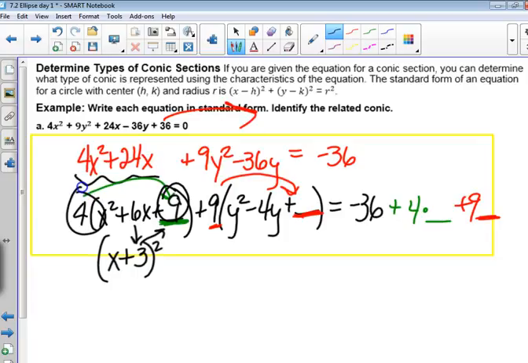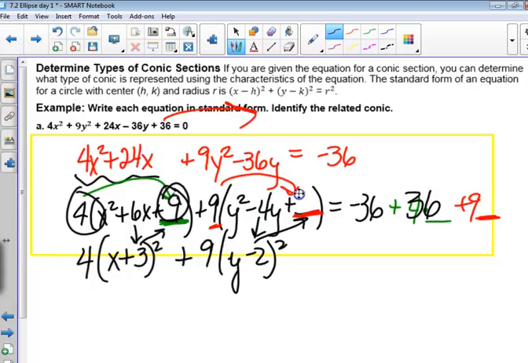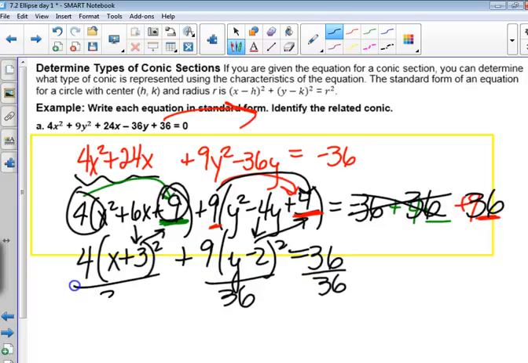Then 4 times 9 is 36. The 4 is still out there, by the way. Bring down this 9. Half of this is y minus 2. Squared to put it back in that blank is 4. This 9 times 4 is another 36. These are 0. I have 36. Now, what does it have to equal? Miranda said it always has to equal 1. So we have to divide everything by 36. 4 goes into 36 9 times, 9 goes into 36 4 times, 36 divided by 36 is 1. Now I have it in the form I wanted. Okay.